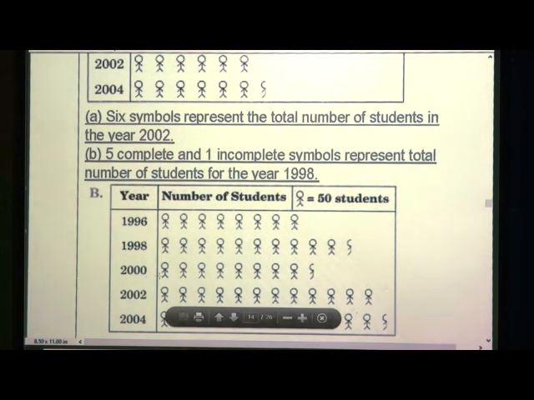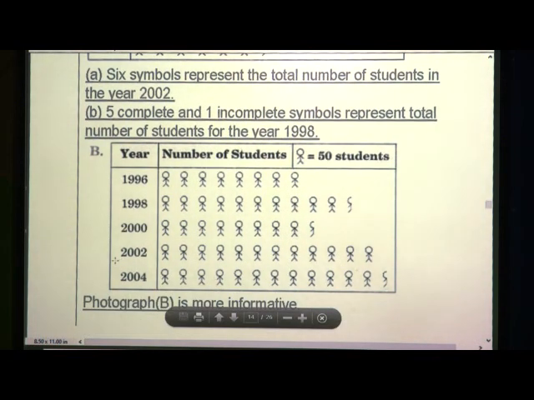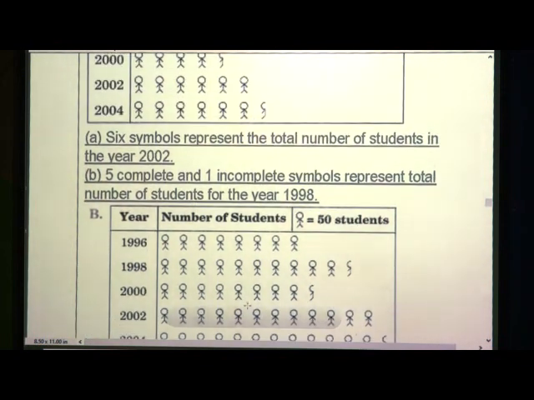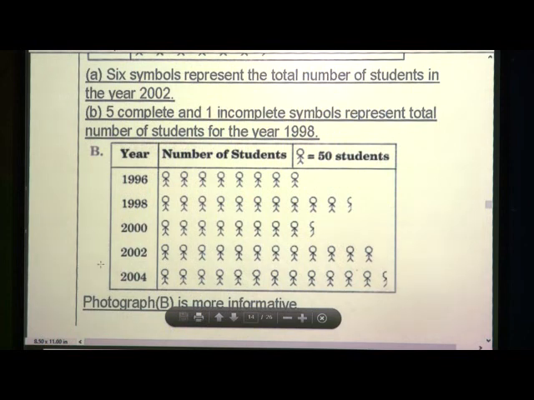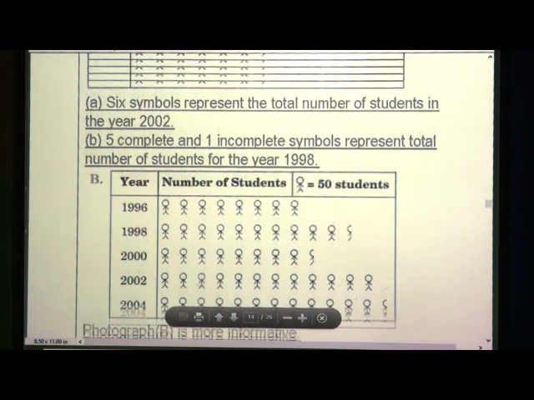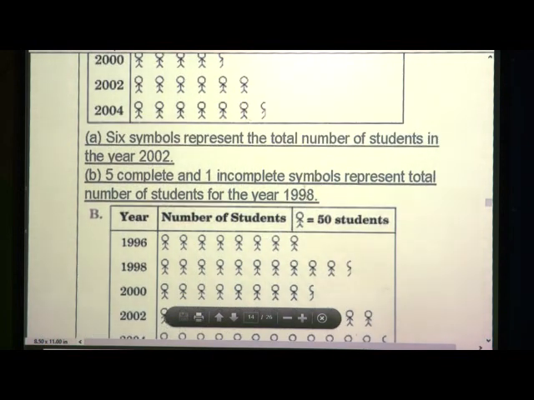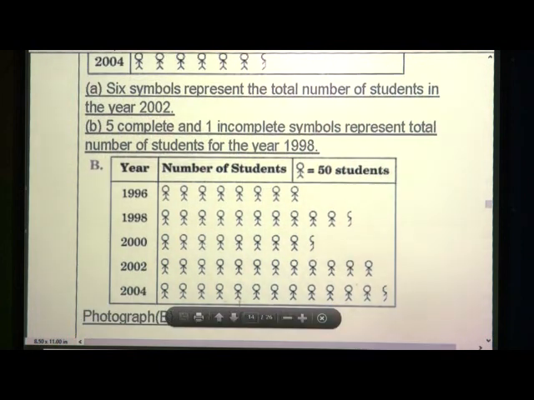Then in 2000 we have 875 students, that is more than 50 over the last full symbol, so we have shown again a half symbol. Then in 2002 we were having 600, so 12 symbols we have shown, and in 2004 we were having 650. So we have shown it in this way.